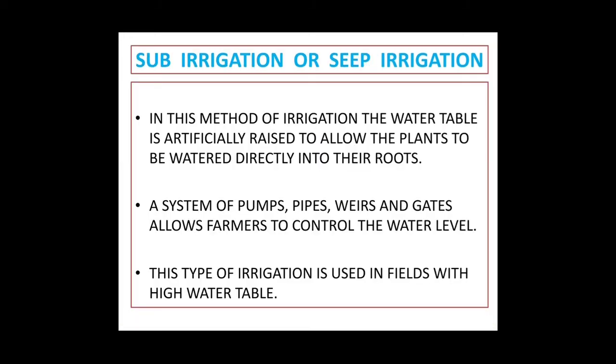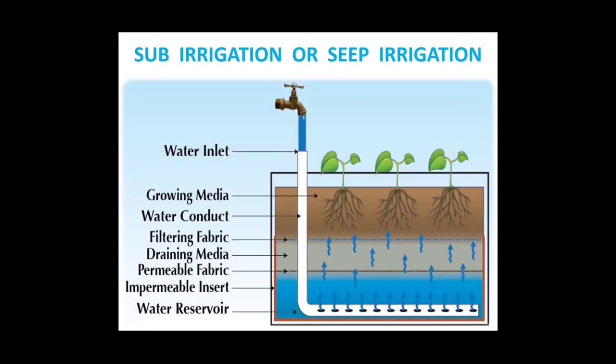Come to the next one, subsurface irrigation or SEEP irrigation. Now in this method, let's see the picture. Listen carefully, this type of irrigation is done in areas with a high water table. What do I mean by water table? The underground water. Under the surface of the earth, there is water collected. Whatever the level of that water is, that is called the underground water table. So in areas of high water table, this type of irrigation is very effective.